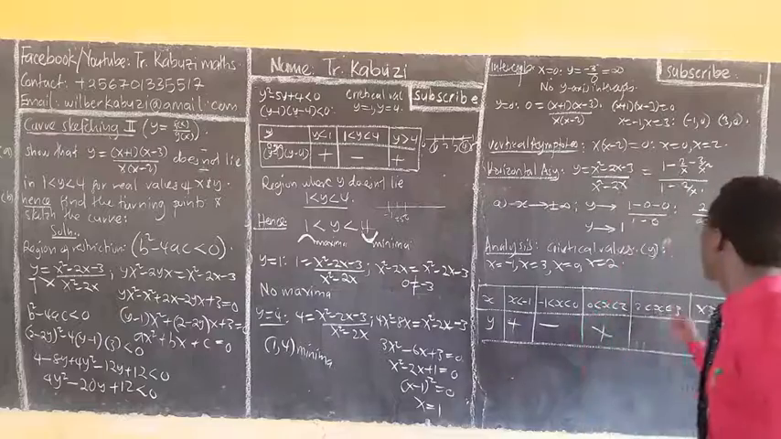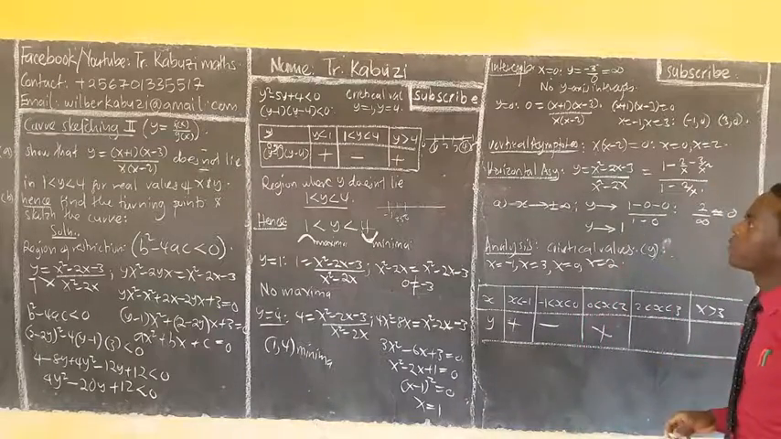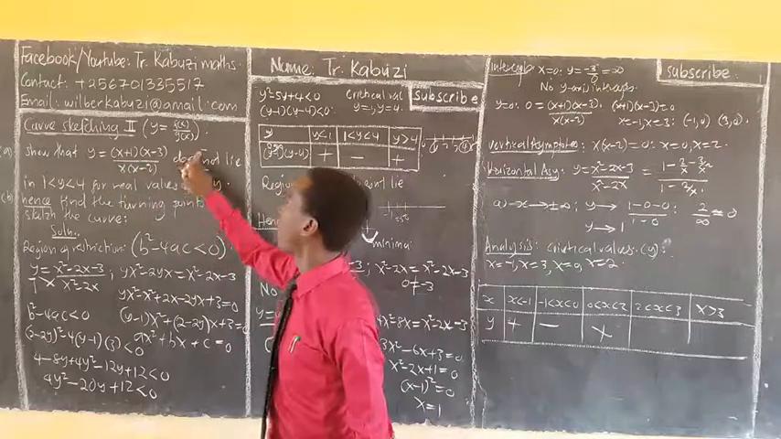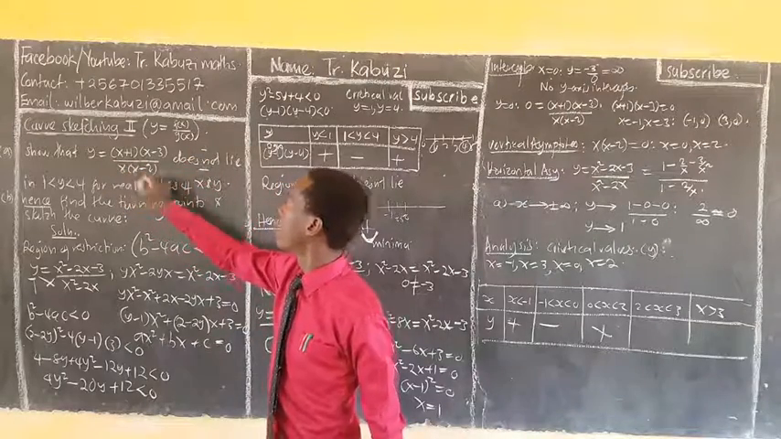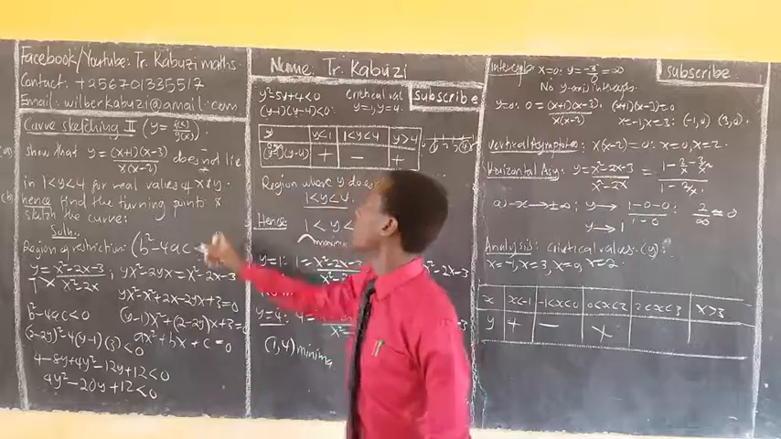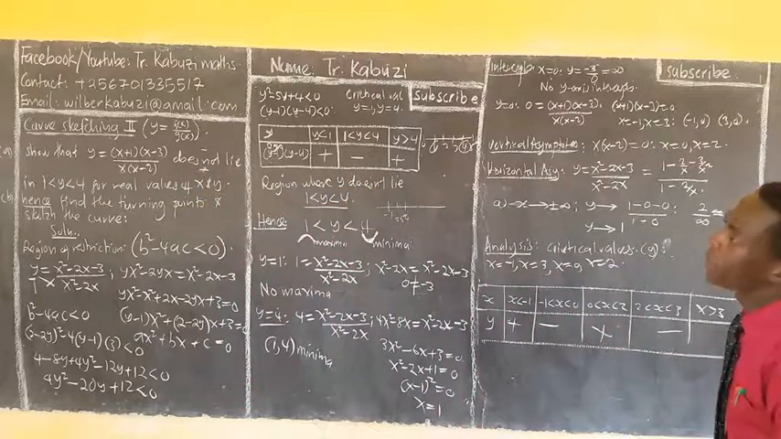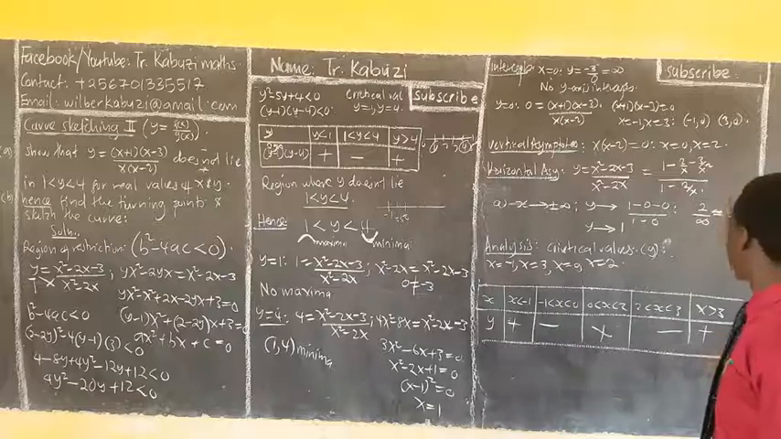So between 2 and 3, we have 2.5. When you put here 2.5, this will be positive, this will be negative. So up I have a negative. This will be positive. So up, down I have a positive. So negative, positive, I get a negative. Then above 3 we have 4. I think we'll be having a positive.